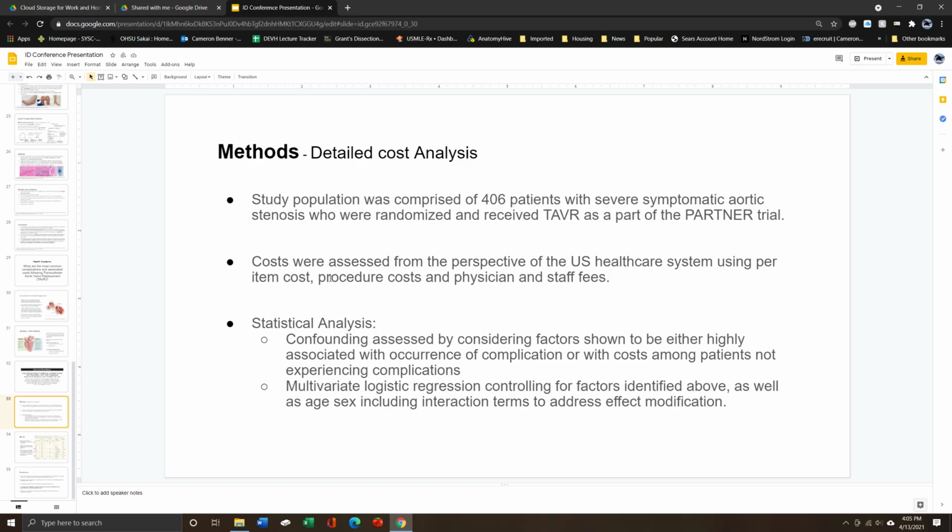And they further assessed the cohort using a multivariate logistic regression, controlling for factors they identified in the univariate analysis, as well as some baseline controlling factors, including sex and age, and some interaction terms to look at effect modification.